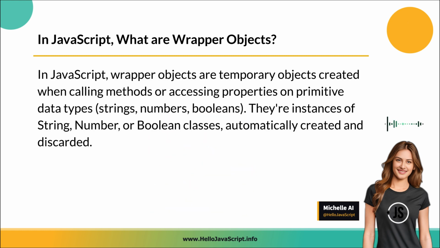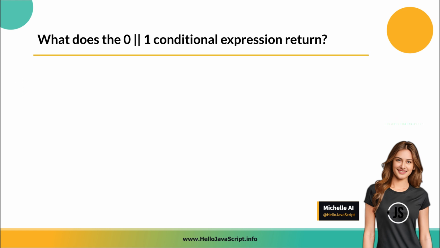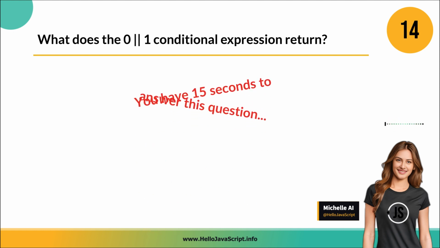The correct answer is: in JavaScript, wrapper objects are temporary objects created when calling methods or accessing properties on primitive data types. They're instances of String, Number, or Boolean classes automatically created and discarded. This is the next question. What does the 0 or 1 conditional expression return?